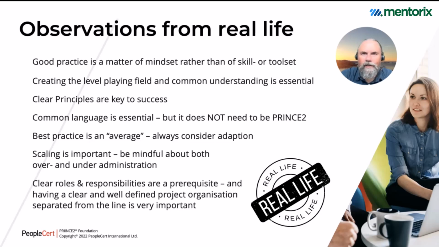So I'm always careful not to just use the phrase, we will use best practice. No, we will use an adopted version of best practice. And I think that's key also for people to understand that best practice is not Prince2. Best practice is what is best for the project in the context that it sits in, using inspiration from Prince2 and perhaps other methodologies as well. So even though it's called best practice, remember, it's just an average.